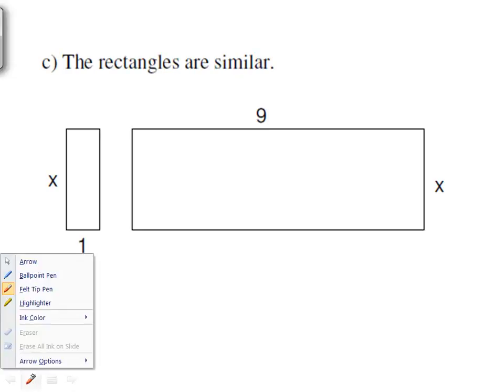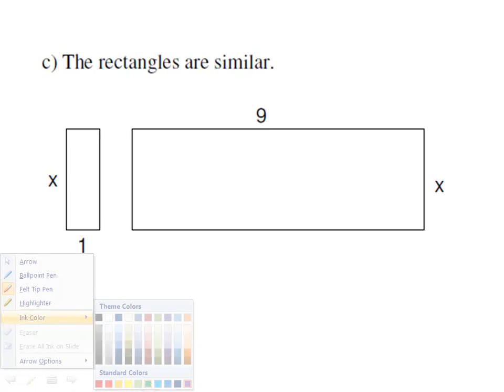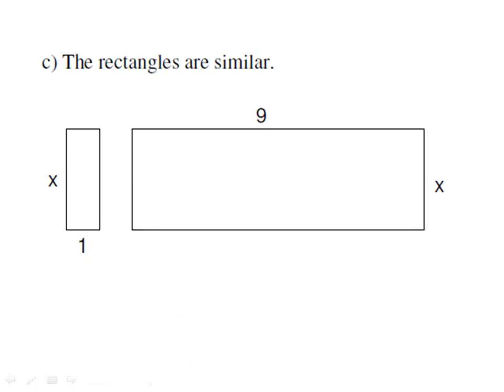A common mistake that's made on this one is that people always want to set it up this way. They want to do 9 over 1 equals x over x, and they can't figure out why that's wrong. It's because they're not corresponding sides. This is the long side of this triangle, or this rectangle here. So it corresponds to the long side of the other one, even though it's been tipped up 90 degrees different. So that's the thing that confuses people.